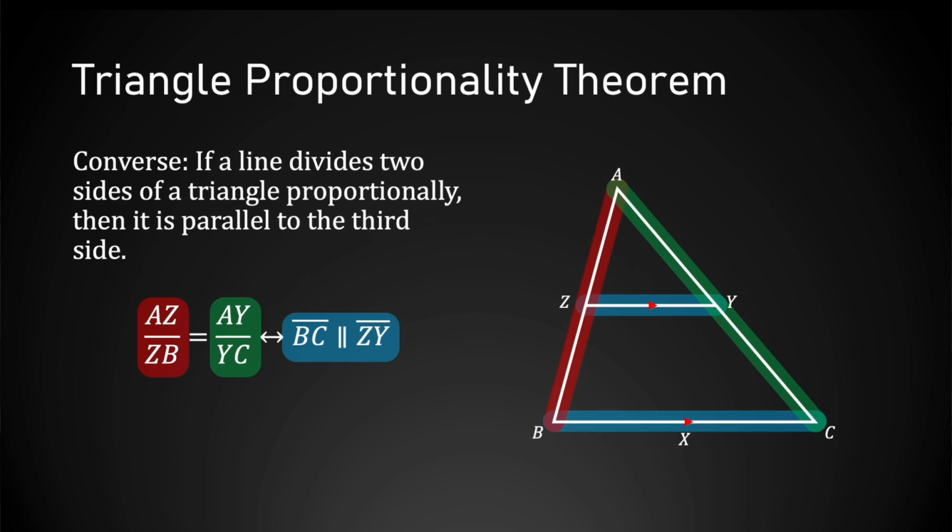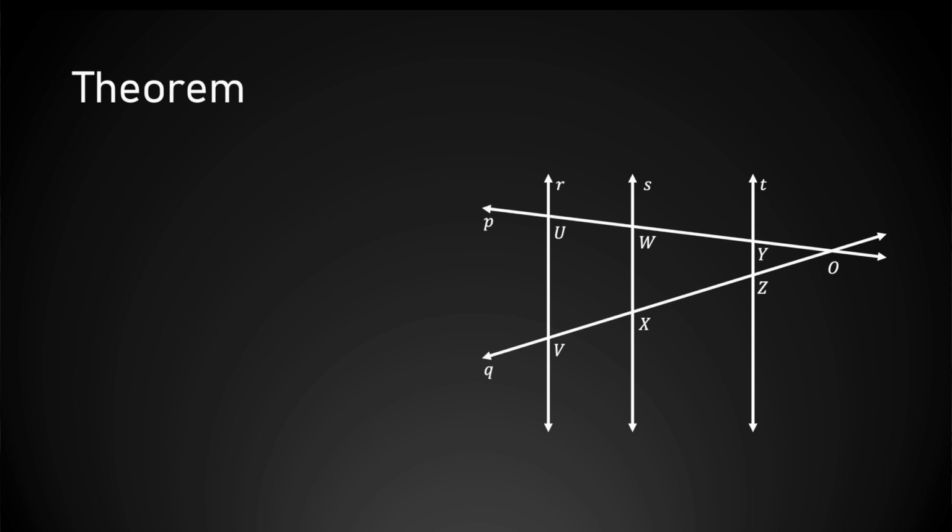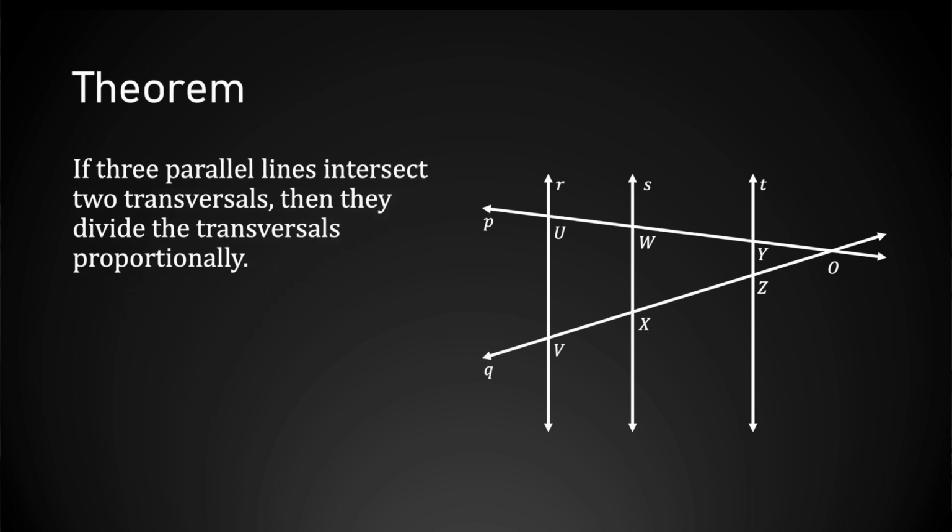We have two more theorems to cover, and neither of them really have names. The first one involves parallel lines cut by transversals, which might remind you of Unit 2. If three parallel lines intersect two transversals, then they divide the transversals proportionally. One such proportion would be UW over WY equals VX over XZ. Notice that UW and VX are both cut by lines R and S, and WY and XZ are both cut by lines S and T.